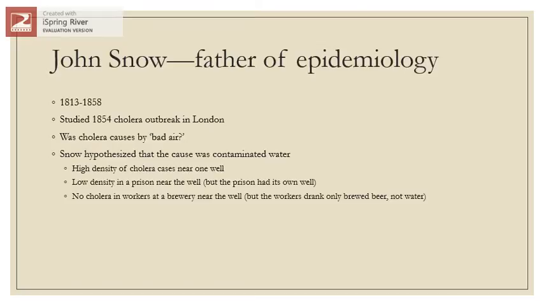Also geographically nearby, there was a brewery. None of the workers there at the brewery, there were a large number of employees, none of them developed cholera. But Snow realized those workers only drank beer, not water. So the fermentation process would take care of the contaminants. So based on these three observations, John Snow hypothesized that the source of cholera was the water.